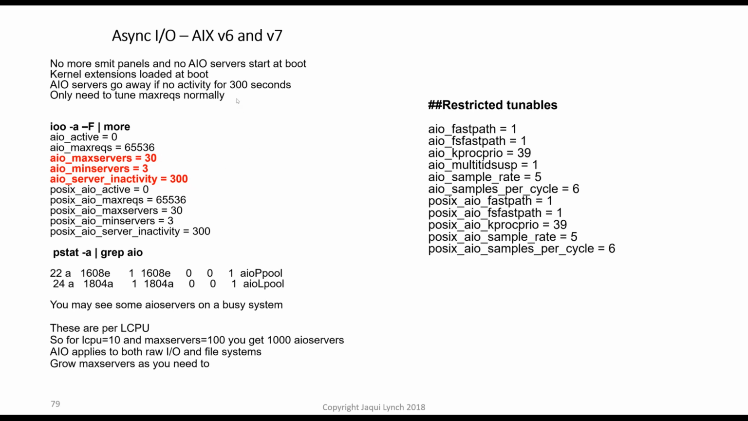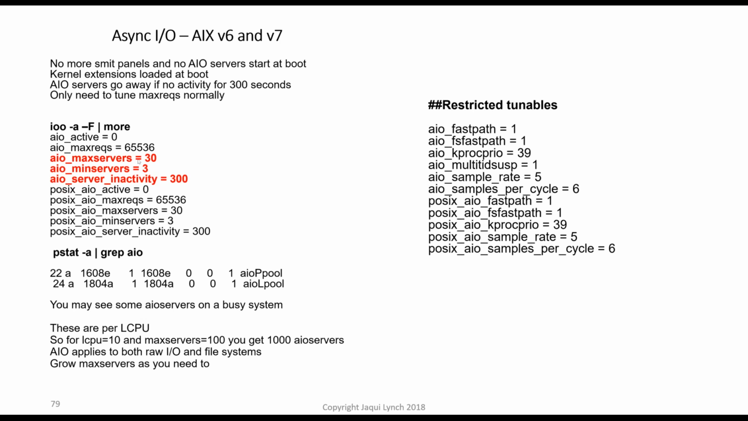Things change with version 6. Basically if you do a pstat now, what you see is a POSIX pool and a legacy pool. And I can tell you that Oracle and DB2 use legacy pools. So you're not going to see, like you used to see, all the AIO servers that were sitting around in the system. If the system's really busy, you might see them, but typically no.